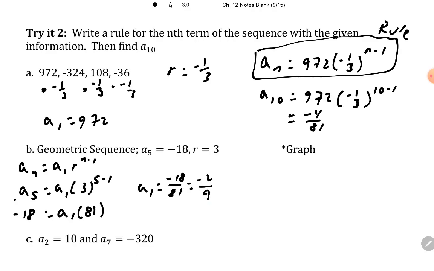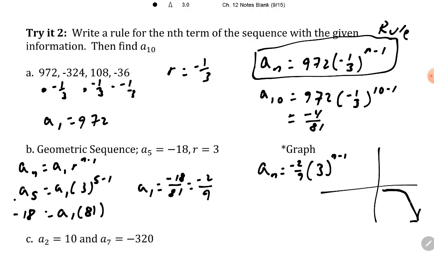Okay, now that we know what that is, we can write our rule. A sub n equals a1, yeah, negative 2 over 9, times r, which is 3, to the n minus 1. If we were going to graph this, it would be exponential, and it would look something like that.